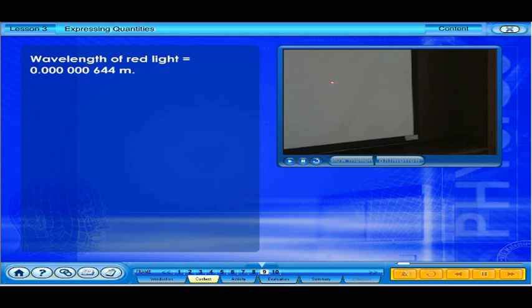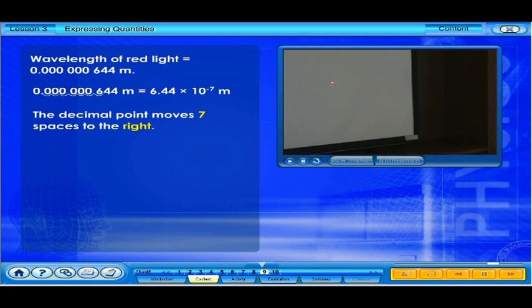Write the value of wavelength of red light in scientific notation. 0.000000644 meters equals 6.44 times 10 to the power of negative 7 meters. Notice that the decimal point moves 7 spaces to the right and the power of 10 is negative 7.